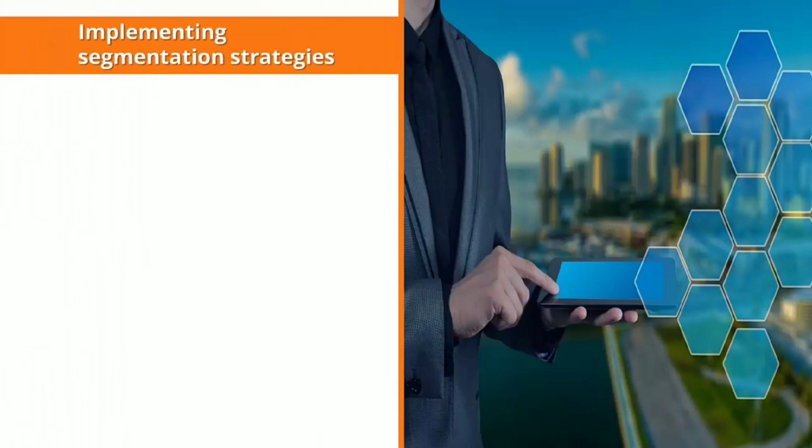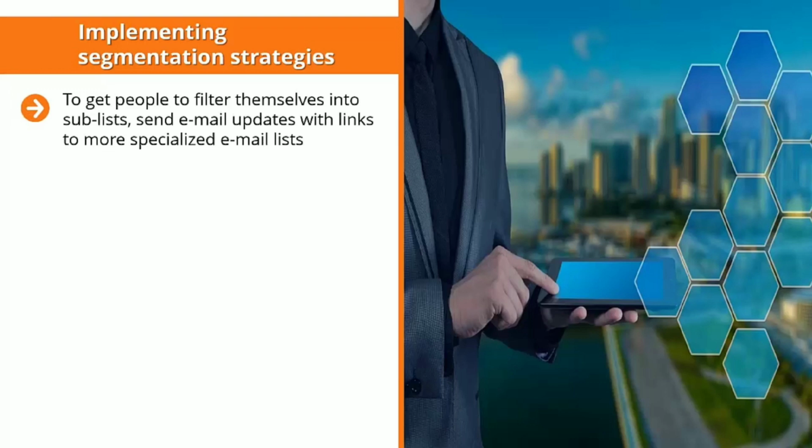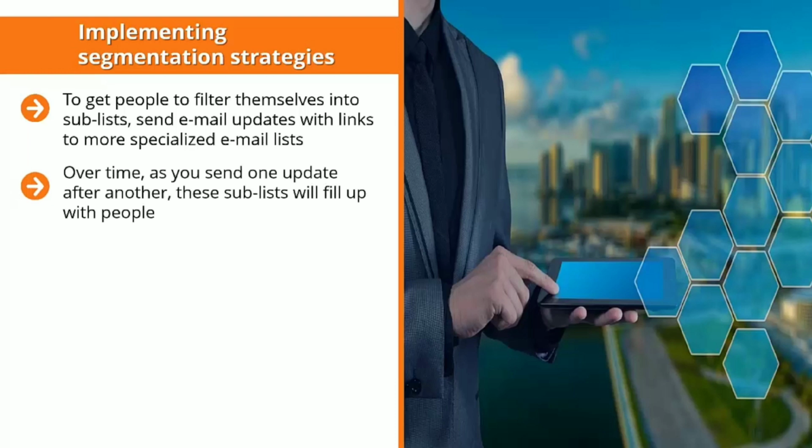Implementing segmentation strategies. To get people to filter themselves into sublists, send email updates with links to more specialized email lists. These lists target more specific needs. Over time, as you send one update after another, these sublists will fill up with people. You then need to send specific emails targeting the particular interests of the people on those sublists. This increases the likelihood that people in the specialized list would buy something because you are pushing products and services that cater to their particular interests.